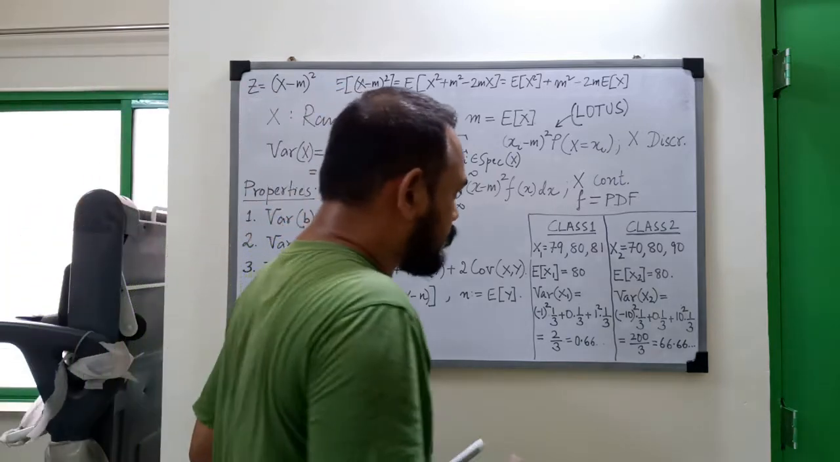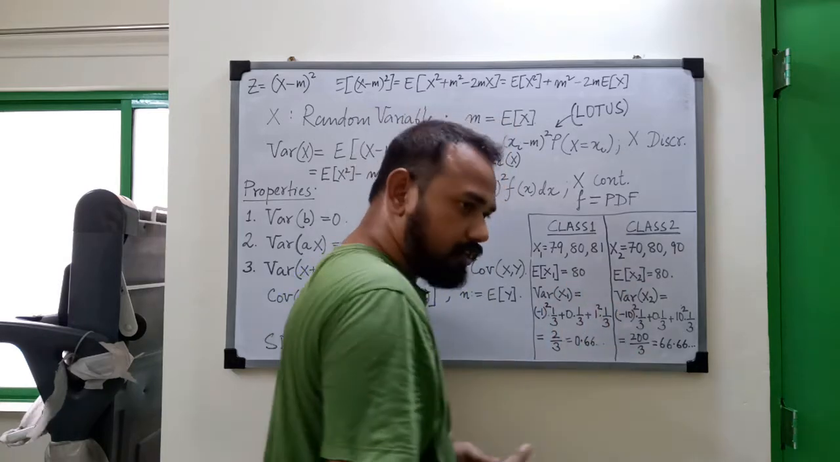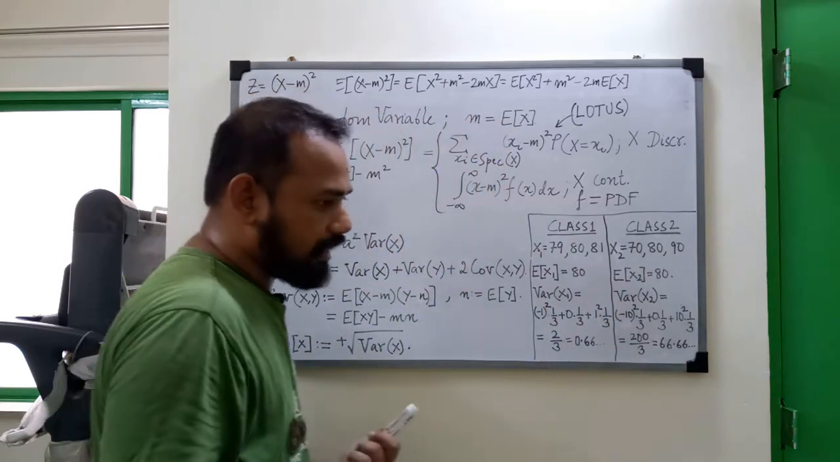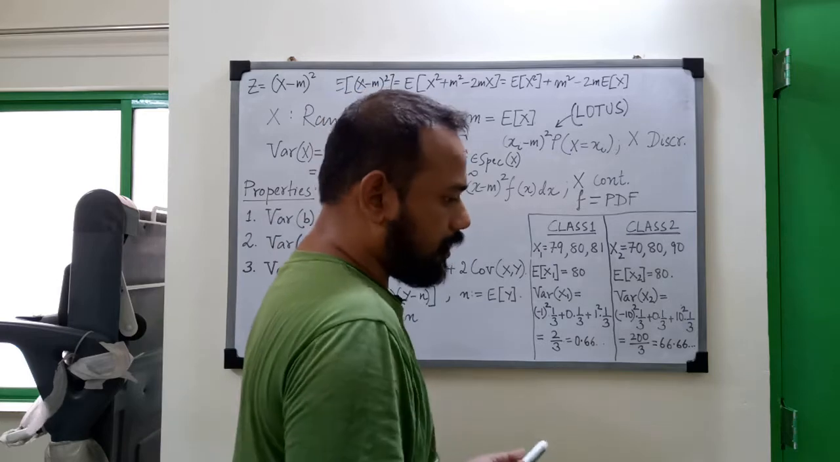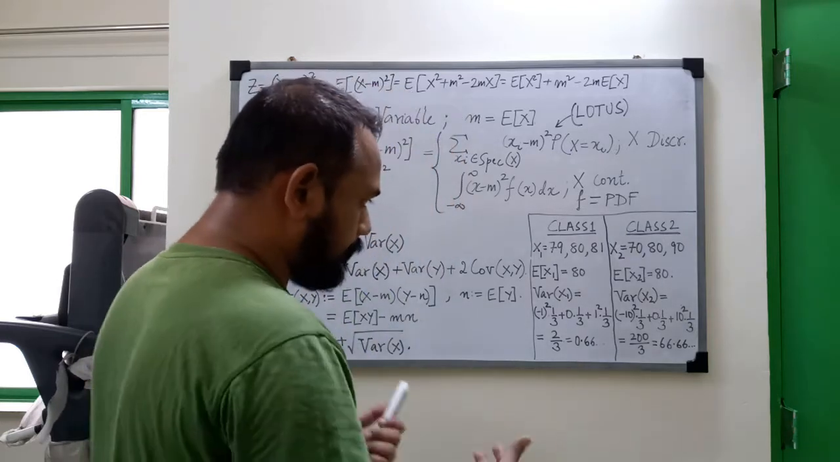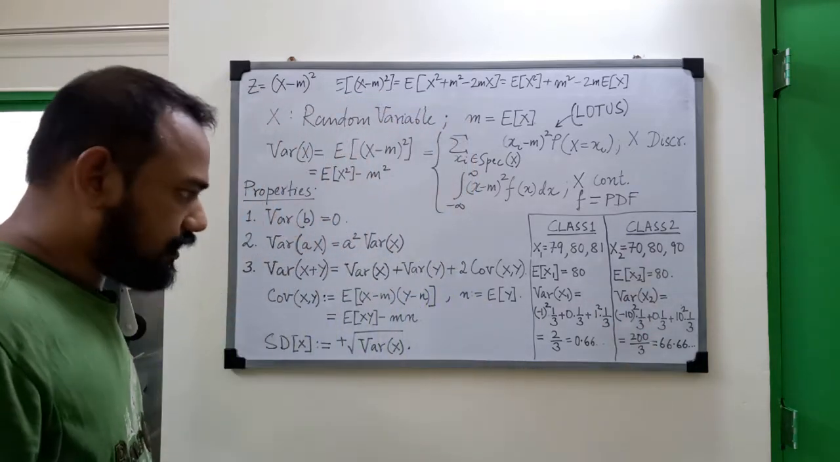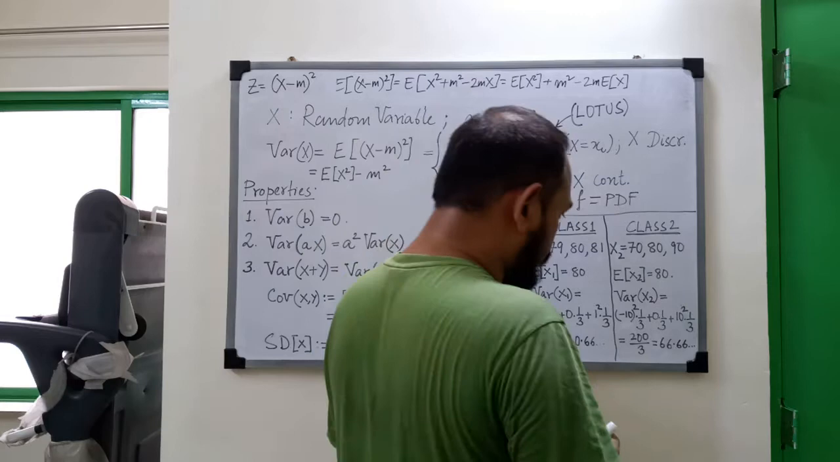Sometimes it's not enough to understand the population just by knowing the average. You have to figure out how much the values are spread over the population, and to understand that you have to find out the variance, and that's exactly what it does. Variance gives you that idea.